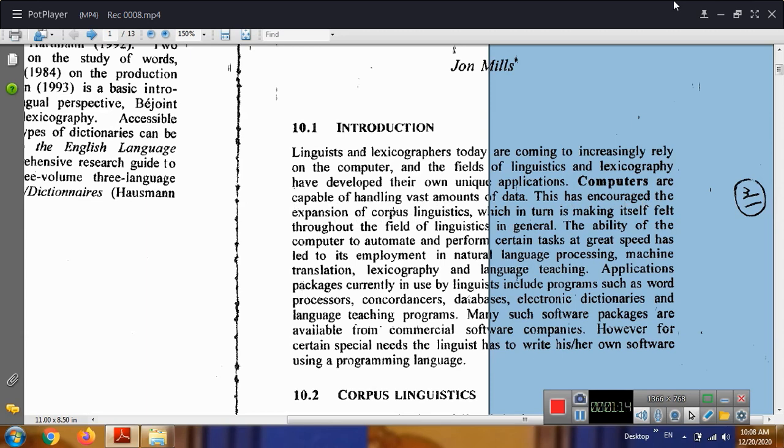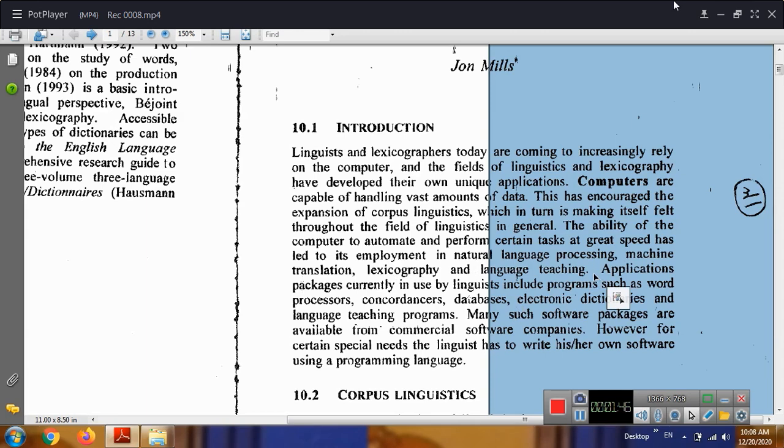As you know, one of the important tools in corpus linguistics is the computer and internet, which in turn is making itself felt throughout the field of linguistics in general. The ability of the computer to automate and perform certain tasks at great speed has led to its employment in natural language processing, machine translation, lexicography, and language teaching.